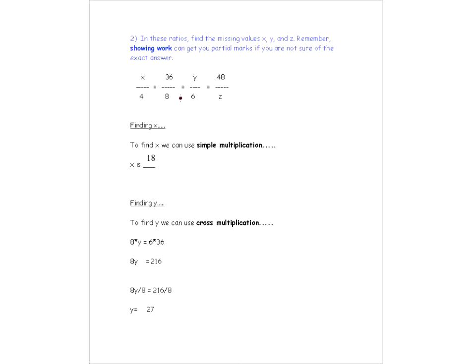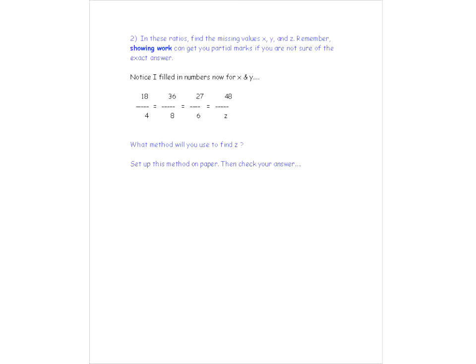And so to do that, we're going to multiply 8 times y. That's shown here. And then we're multiplying the other top times bottom, and that's 6 times 36. So we get an equation, 8y equals 216. Again, we're going to divide both sides by 8. And when we do that, we're going to get y on the left and 27 on the right. Okay, so now we know what y is, and we just need to find z.